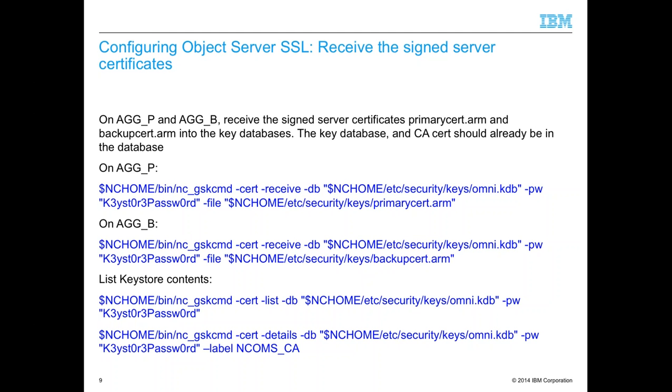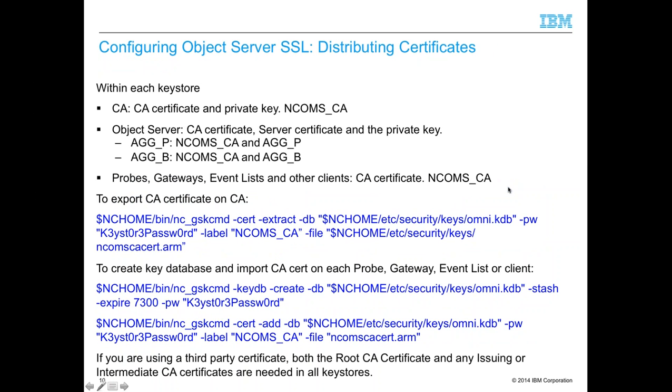Okay, we have another question here. Not sure what must be done on a system running probes, but no local OMNIbus database. Go through all the steps as if it was an OMNIbus database. Yes, so if you have a probe server, you would still go through and create your key store. So even if it has no object server database, you would still go through and do these two steps down here to create your key database and import your CA certificate.